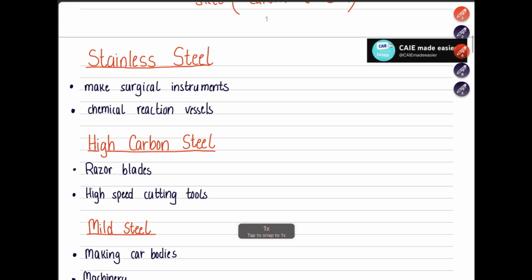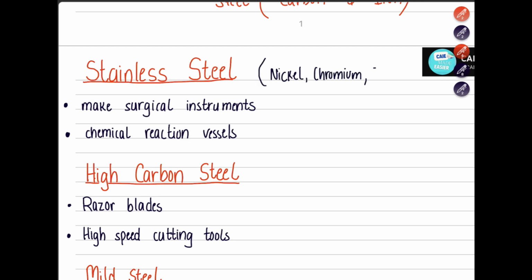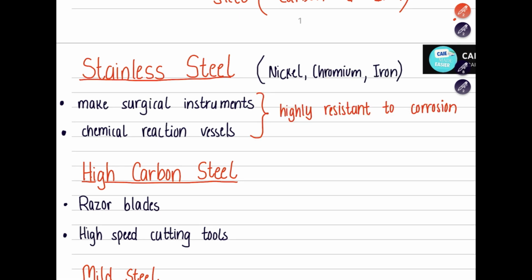So now we'll talk about stainless, high carbon, and mild steel. First of all is stainless steel. As the name suggests, it does not corrode. What is it made up of? Stainless steel is made up of nickel, chromium, and finally iron. It's used to make surgical instruments and chemical reaction vessels because it's highly resistant to corrosion. It does not corrode easily.